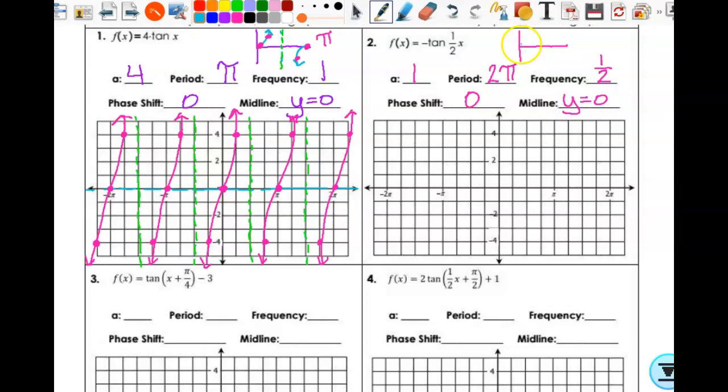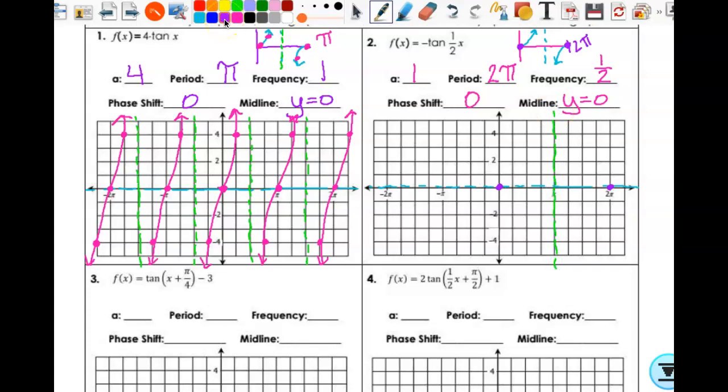Okay. So here's my parent function. Here's my midline. All right, so this is a midline 0, 0, as long as I don't have a phase shift, and I don't, so I got a midline 0, 0 right there. End of the period is at 2 pi. Halfway between the two, I have an asymptote. So that would be at pi.